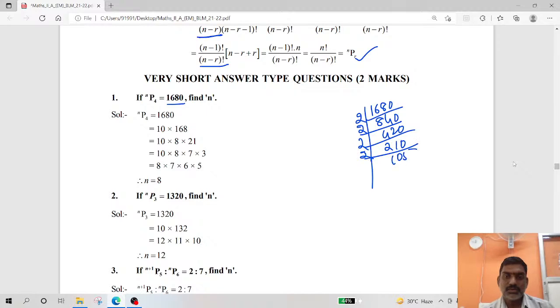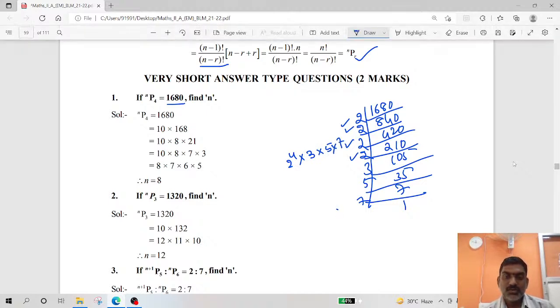Now take the 3 table: 3 3s are, 3 5s are, next the 5 table: 5 7s are, and the 7 table: 7 1s are. So here we have 1 2 3 4 2s, that is 2 to the power of 4, and only one 3, only one 5, and only one 7. So here nPr with r = 4 is there. What is nP4? nP4 is nothing but n factorial by n minus 4 factorial.